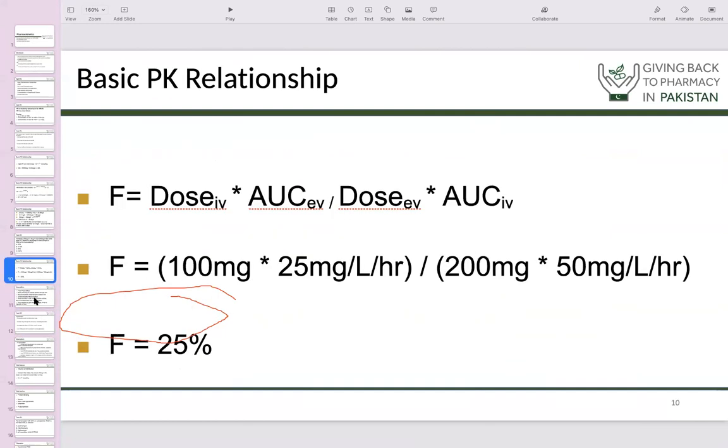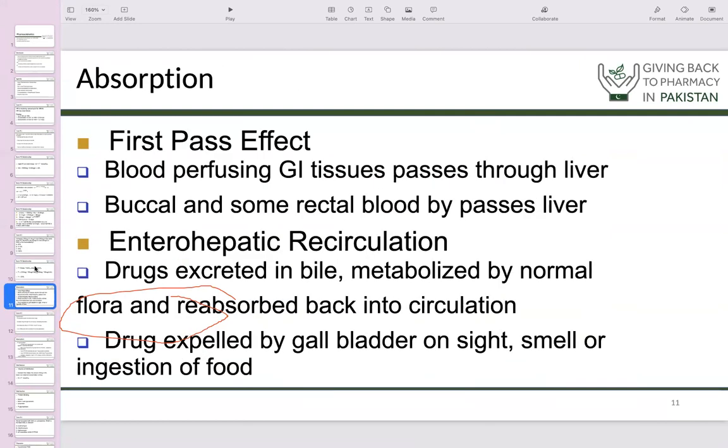Okay, no problem. So moving on to our next domain in pharmacokinetics, which is absorption. As you all know, drugs which are taken orally undergo the first pass effect, first pass metabolism.